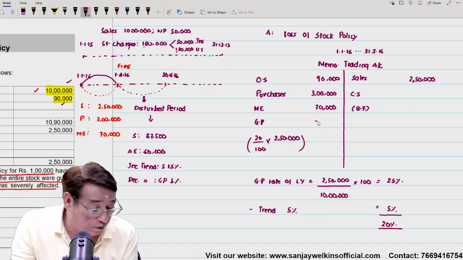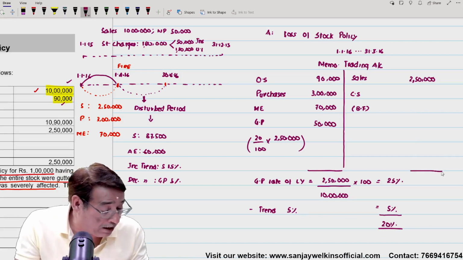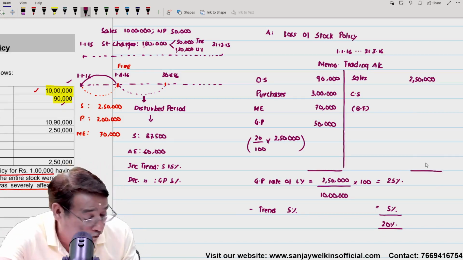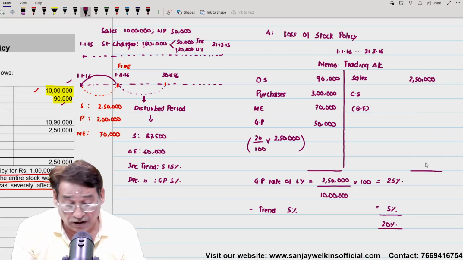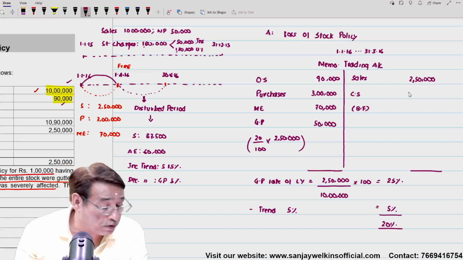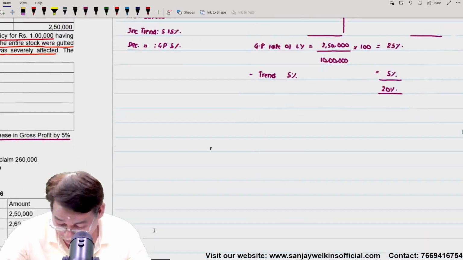So my gross profit will be equal to 50,000. Now, I will simply balance and find out the amount of closing stock. What will be the amount of closing stock? 90 plus 300 plus 70 plus 50 minus 250. So my closing stock is 2,60,000. This is the balancing figure. Closing stock is 2,60,000.